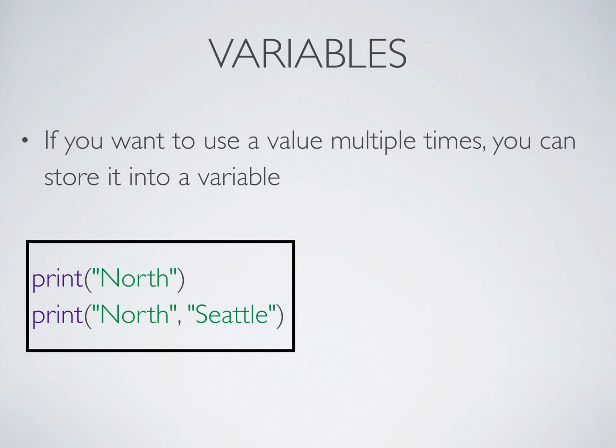So in this example, we have two print statements. On the first line, we print north. North again is of type string. On the second line, we print north again, and then we also print Seattle.